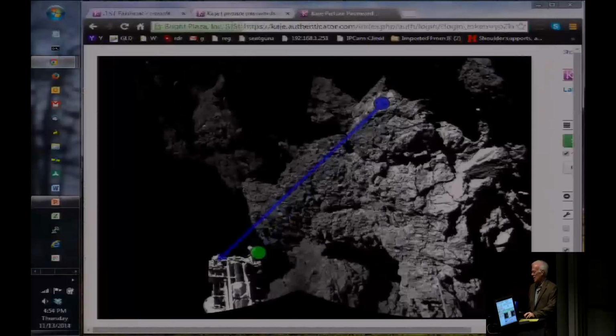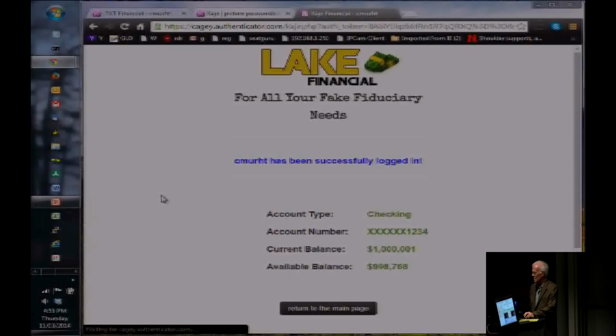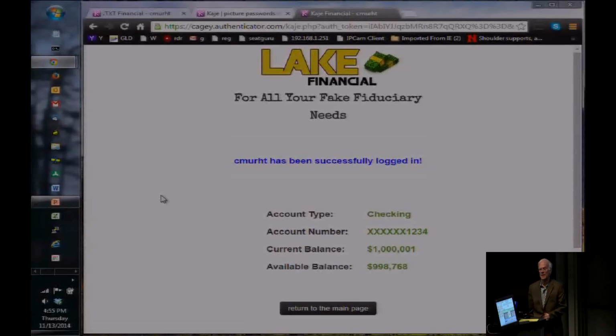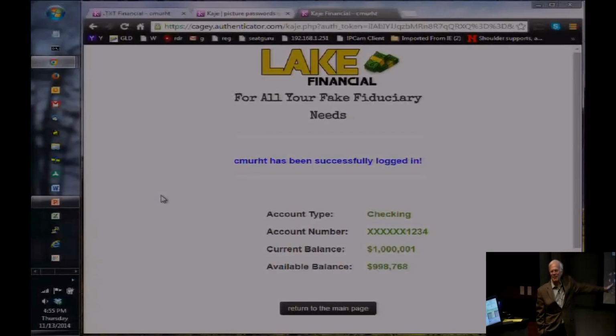And if I can do this right, I just logged in. So that's picture password. Obviously, I got this picture this morning. Obviously, I remembered the password. That's picture password. Okay.